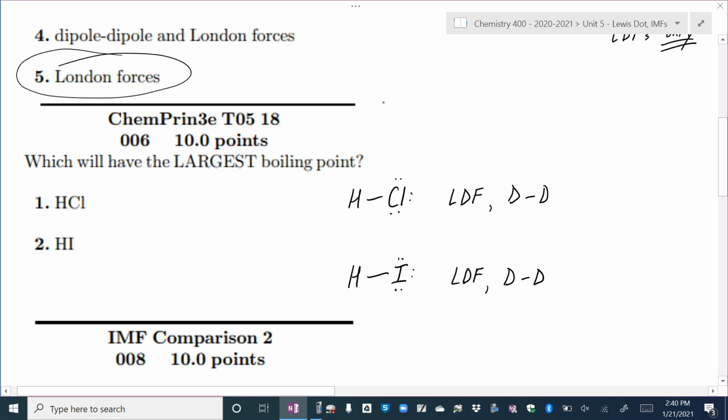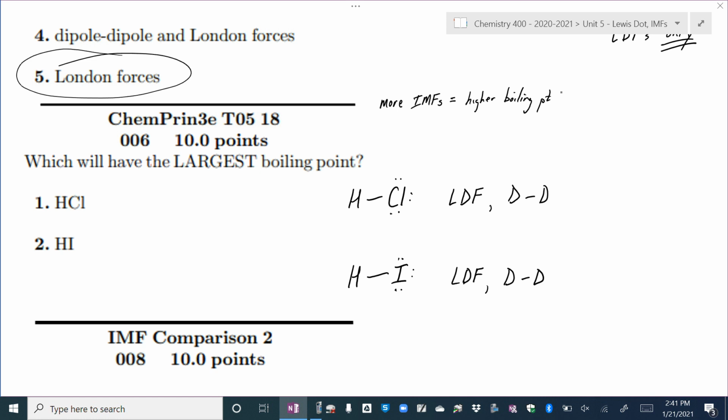So recall that more IMFs equal higher boiling points, because remember, to boil, you need to break free of the attraction that you have to the other molecules around you. If you have more attractions to the molecules around you, it's going to take more energy, more temperature, in order to turn from a liquid into a gas.